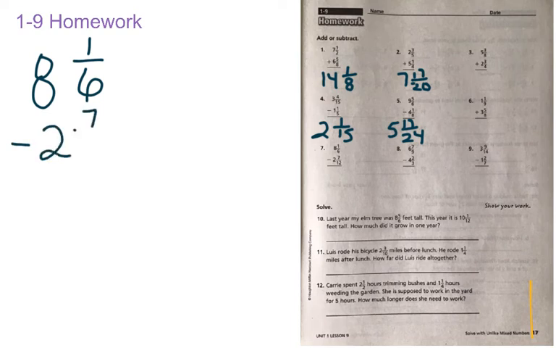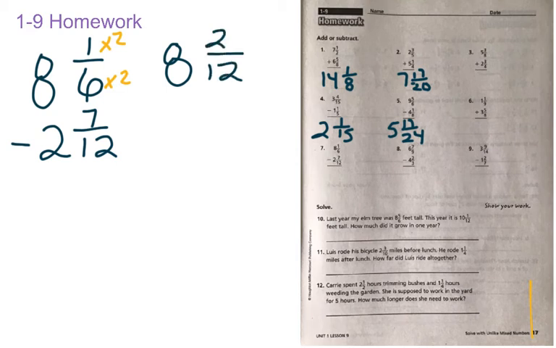Same thing, I know that 6 is a factor of 12 because 6 times 2 is equal to 12. So anything I do to the bottom, I have to do to the top. I'm going to first bring over my whole number, which is 8. 1 times 2 is equal to 2, and 6 times 2 is equal to 12. And I'm going to bring over my other number here so I can line it up. And I have 8 and 2/12 minus 2 and 7/12.